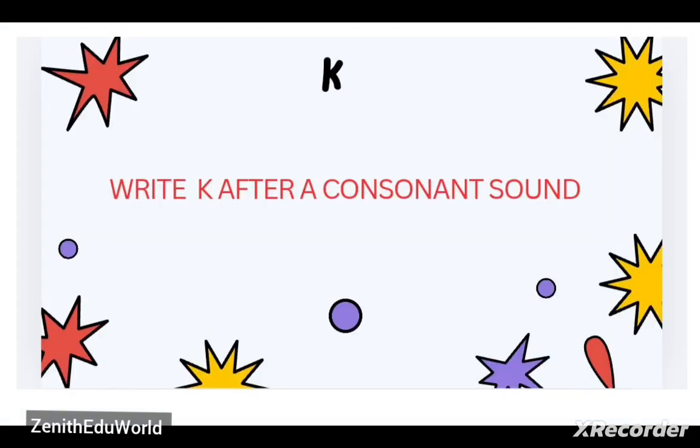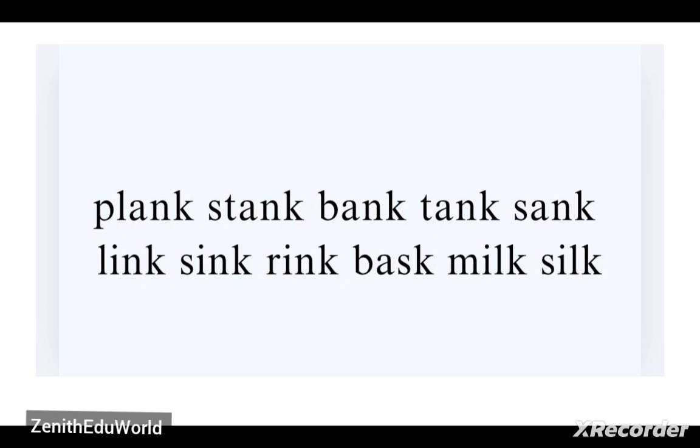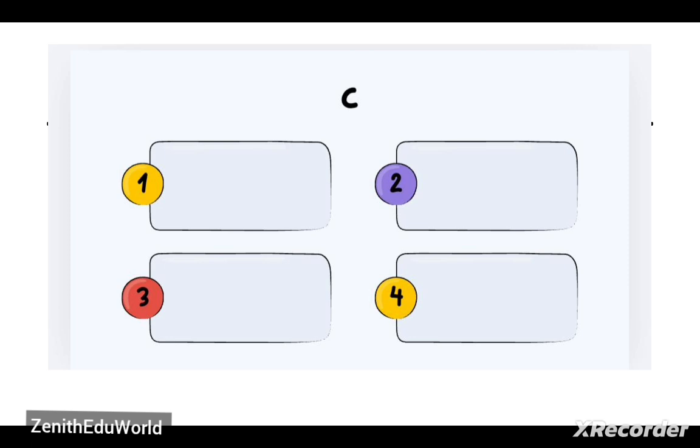These were the examples. And the second thing that we have to keep in our mind is we have to write k after a consonant sound. For example, b-a-n-k, bank. Now here there is a consonant sound and so we have written k. Milk. L is a consonant, it makes a consonant sound and so we are writing k. There are many other examples like prank, stank, bank, tank, milk, bask, rink, sink. So you can give the examples, you can tell the students to read, and in this way they will understand.